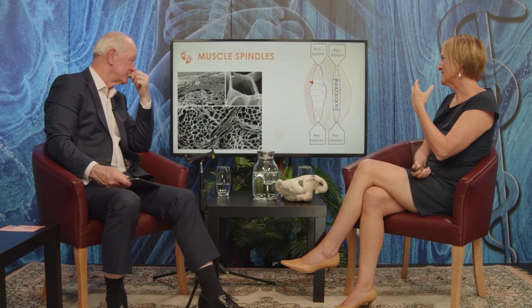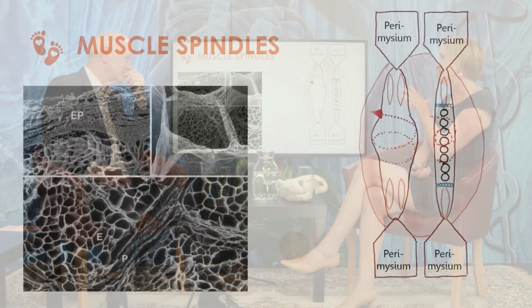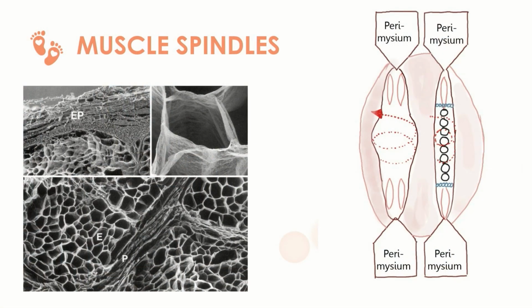I have talked about these enveloping tissues. And so what you see here on the left-hand side is a blown up connective tissue inside a muscle. So you see endomysium, which is labeled with an E, and perimysium, which is labeled with a P, and then the epimysium with EP. And this is interesting because I was talking about control of muscles, and the muscle spindles are actually attached to the perimysium. They're gliding in these E areas, so in the endomysium, but they're attached to the perimysium.